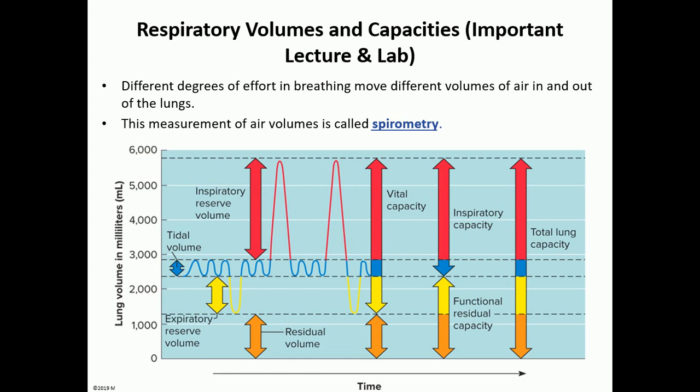Now a little bit about these different respiratory volumes and capacities. This is important for both lecture and lab. Okay, as we breathe, there are different amounts of air going in and out, and it's important to understand which one is which and the clinical implication of these. In order to measure these different air volumes, we use what is known as a spirometer. Okay, the process is known as spirometry, but the actual machine that we use is known as a spirometer.